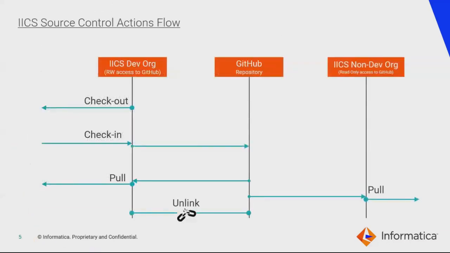This is the source control actions flow with Informatica Cloud GitHub. So basically, as you see that we have a dev org, we have a GitHub, and we have a non-dev org. So these are some of the actions like we discussed in our previous slide that can be performed, like check out an object, check in an object. Check in is basically pushing it to GitHub, pull an object from GitHub to a local environment. So I can either pull it to a development org or to a non-development org. Unlink an object from one org with GitHub.